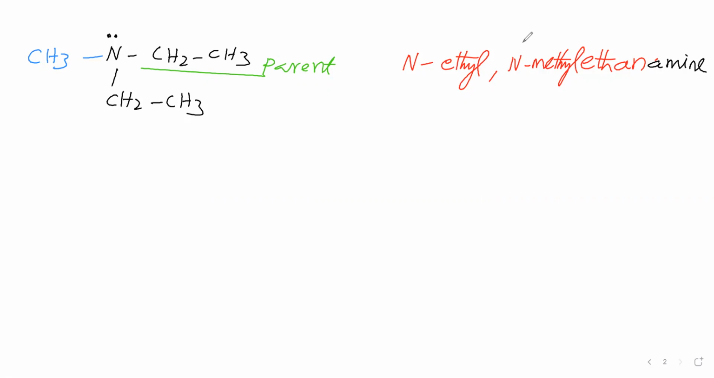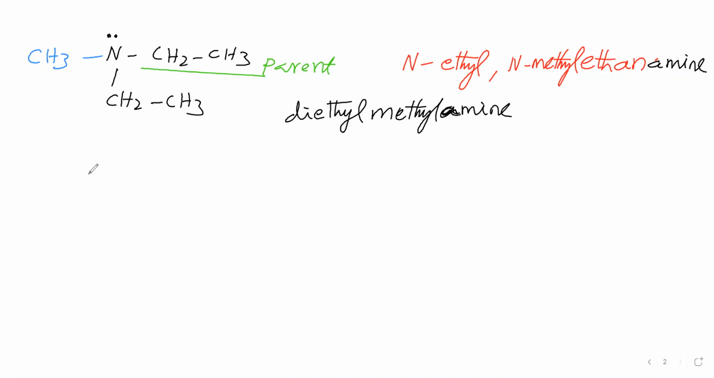What is the common name for this one? That we'll see. This is ethyl. It is also ethyl. So 2 ethyl groups are there. Therefore, diethyl. This CH3 is called methyl. Then this N is called amine. Diethyl methyl amine is the name of this one.